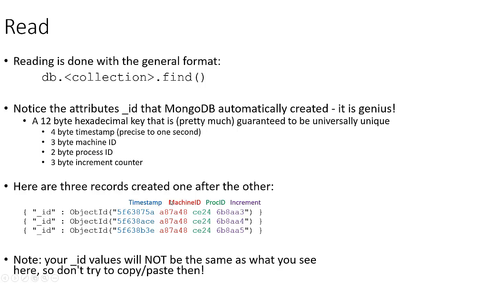So the chances of having overlap of an object ID within a MongoDB server are absolutely 0, and even across MongoDB servers in different environments, it is very, very small.